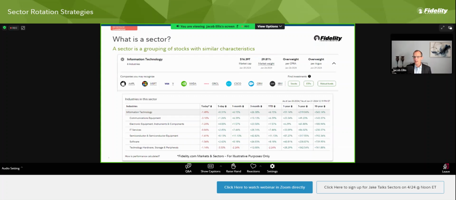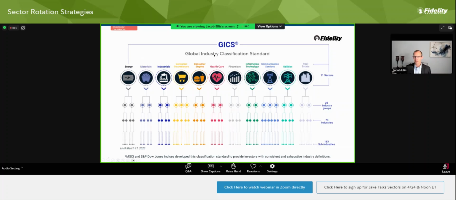And there are instead a total of 11 different sectors if you are one who uses the Global Industry Classification Standard, which is what Fidelity shares with you on our website. Those different sectors include, yes, information technology, but also energy, materials, industrials, consumer discretionary and staples, healthcare, financials, communication services, utility, and real estate. Each of these different parts of the market represent some difference to others, but hopefully some similarities to others.